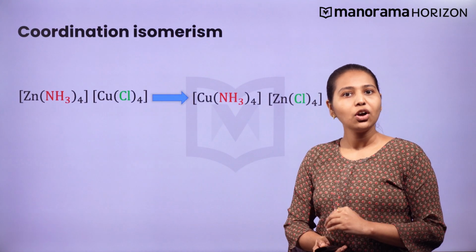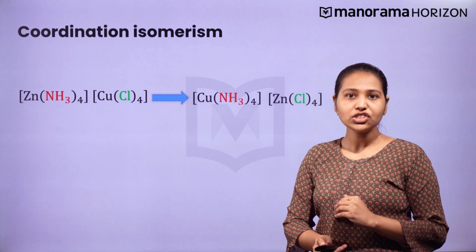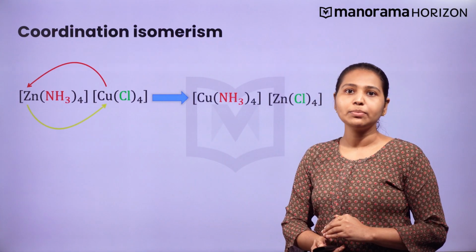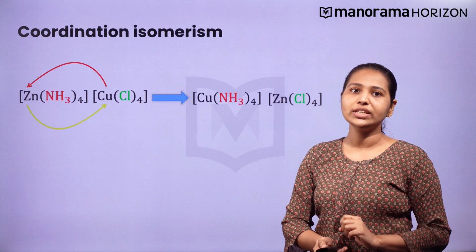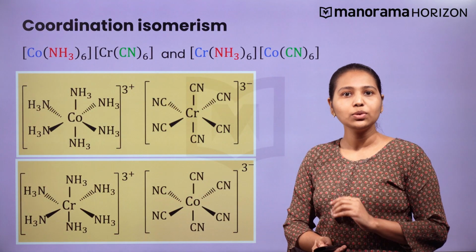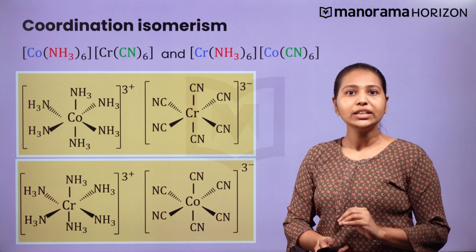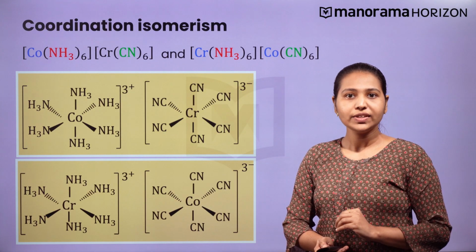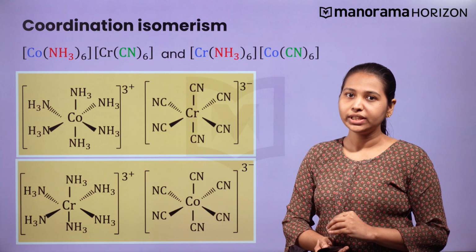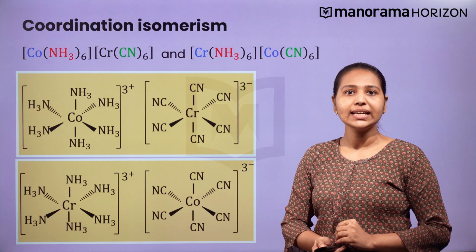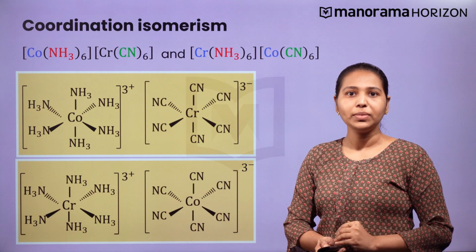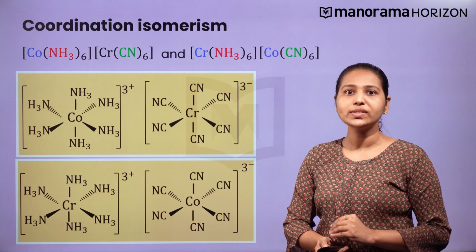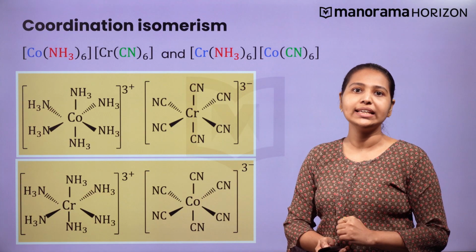Next, we may discuss coordination isomerism. Coordination isomerism involves switching the metals between cationic and anionic spheres. For example, here you can see coordination isomers where different complex ions are formed from the same molecular formula. In the first complex, cobalt is linked to ammonia and chromium is linked to cyanide ligands, while in the second complex, cobalt is linked to cyanide ions and chromium is linked to ammonia ligands.